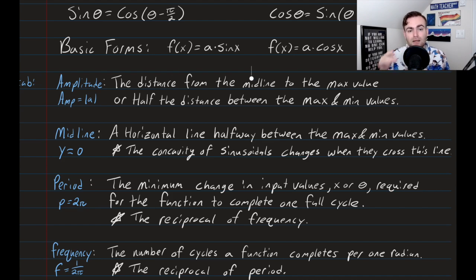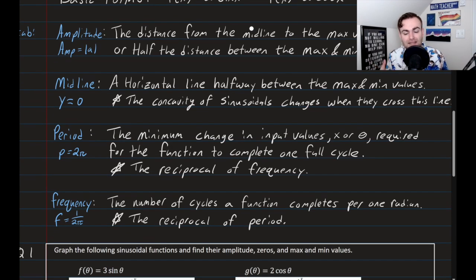The midline, the middle, remember, sine is middle, up, middle, down, middle. The middle is 0 by default. We can vertically translate it up and down, but by default, if we don't do that, it's 0. The period, by default, is 2 pi, the period being the shortest amount of time for the cycle to repeat itself. For sine and cosine, that default is 2 pi.